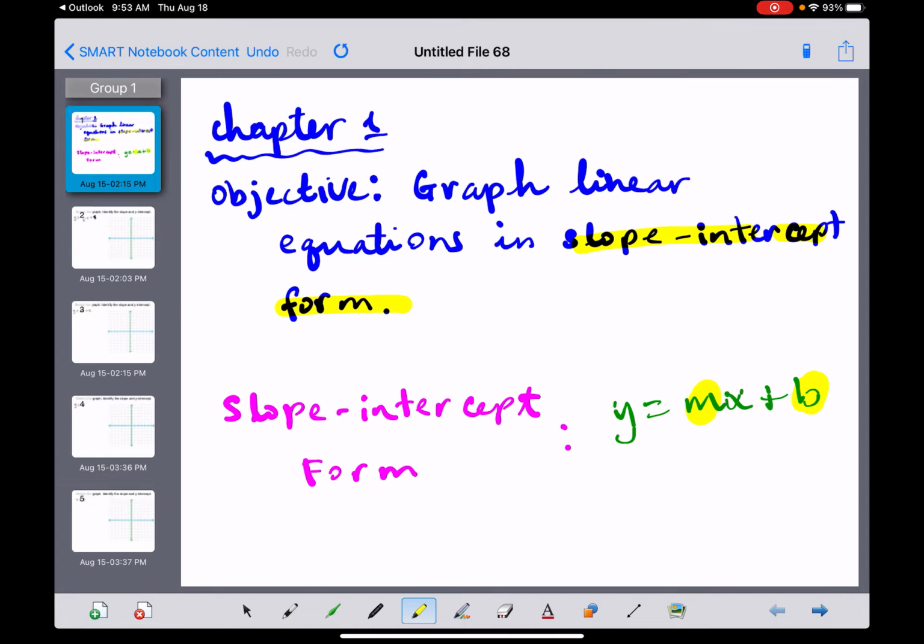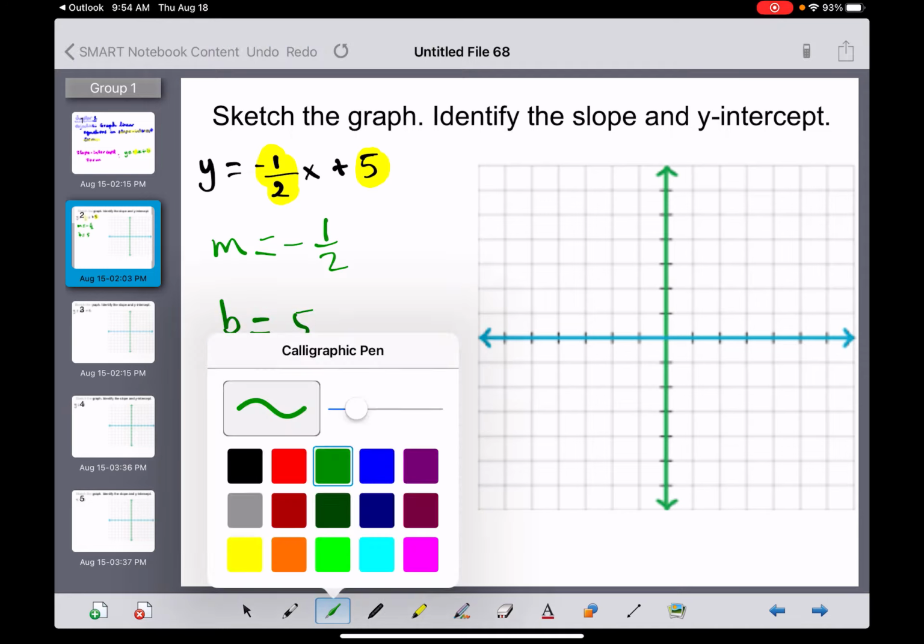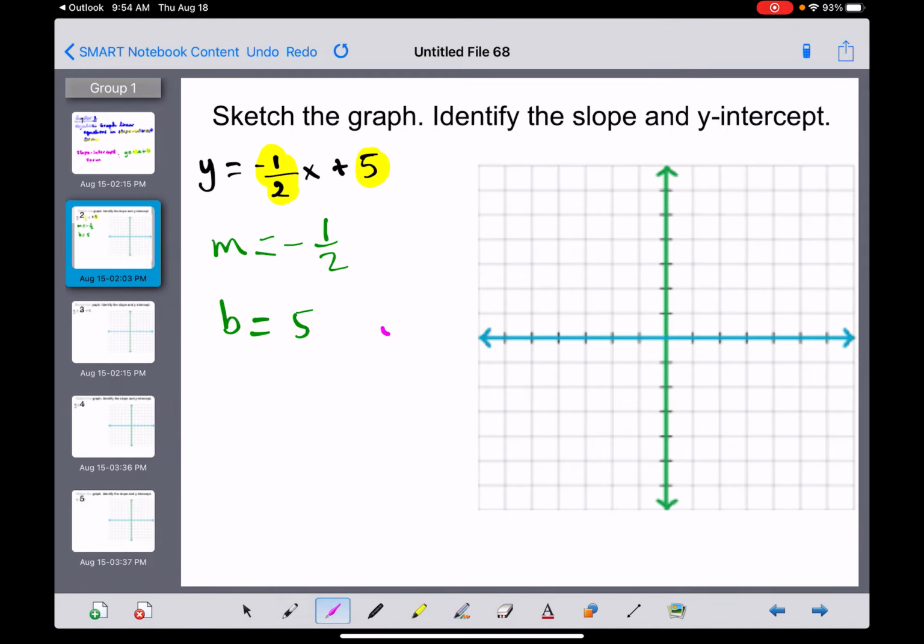So let's look at number 1. In number 1, we're first going to identify m and then b. So if you look at here, m is negative 1/2, okay? And b, which is the letter 5, is the y-intercept, it's 5 or (0, 5), okay? So here when we graph, we always graph the y-intercept first. So the y-intercept is on the vertical line.